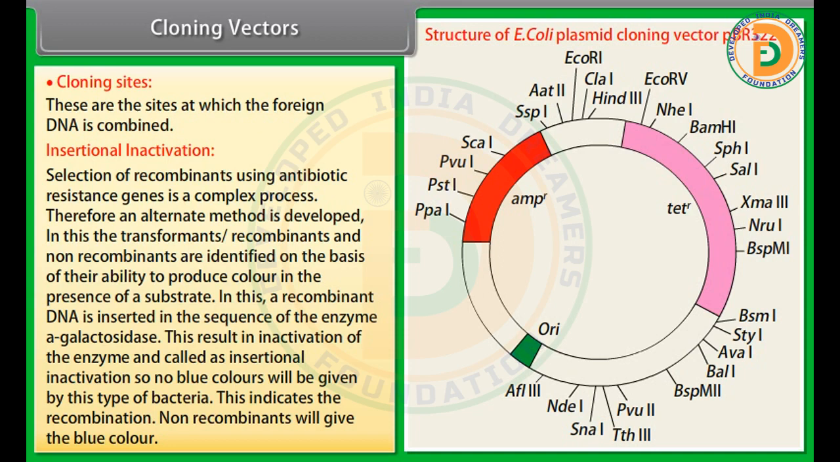In this, the transformants, recombinants and non-recombinants are identified on the basis of their ability to produce color in the presence of a substrate. In this, the recombinant DNA is inserted in the sequence of the enzyme beta-galactosidase. This results in inactivation of the enzyme and is called insertional inactivation, so no blue color will be given by this type of bacteria. This indicates the recombination. Non-recombinants will give the blue color.